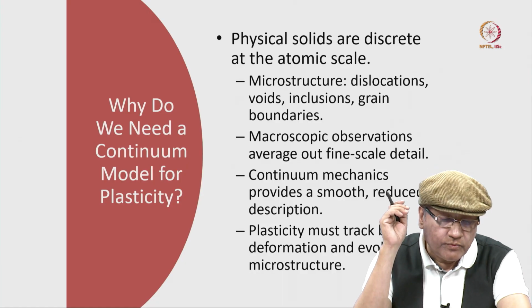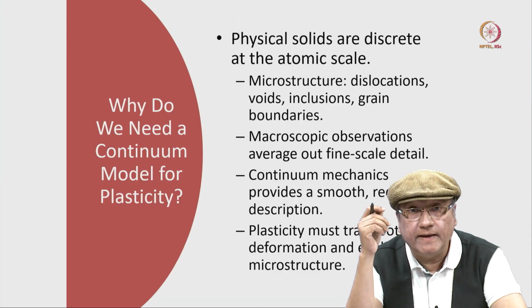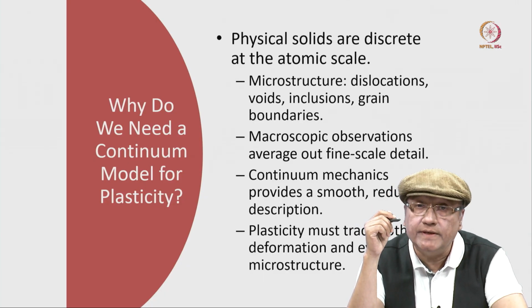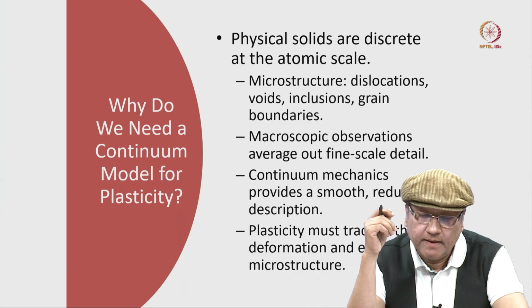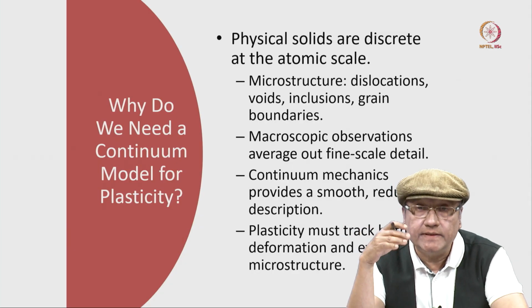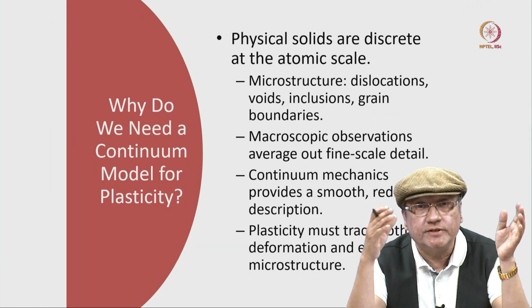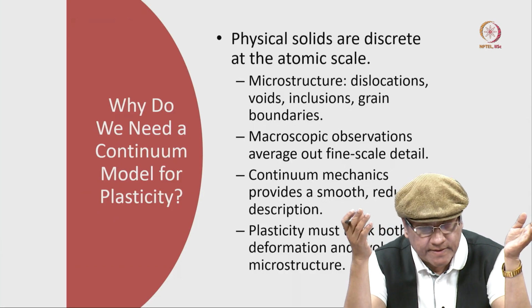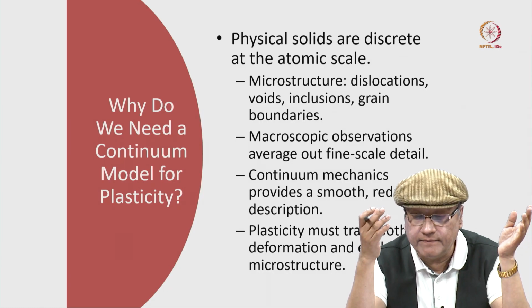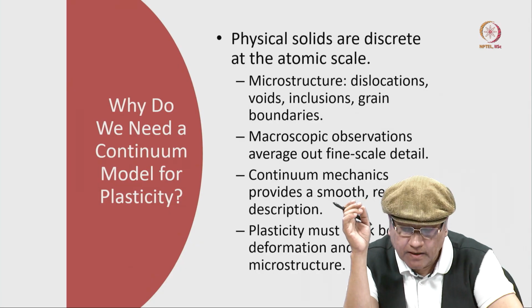Now let us talk about why we need continuum models at all. Especially given the fact that physical solids are discrete at the microstructural, that is at the atomic scale, there is nothing continuous there. So the microstructural aspects include many defects. Typically metals have a lattice structure, but the atomic positions sometimes are not filled in. So you have dislocations, you have possible voids in the metallic component, you have inclusions, grain boundaries, etc. These are all part of the defect microstructure.